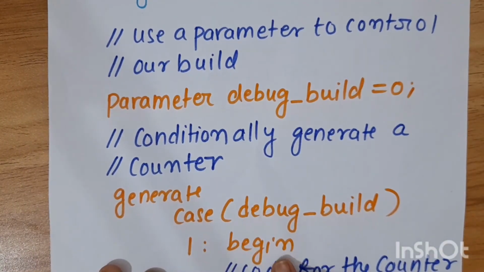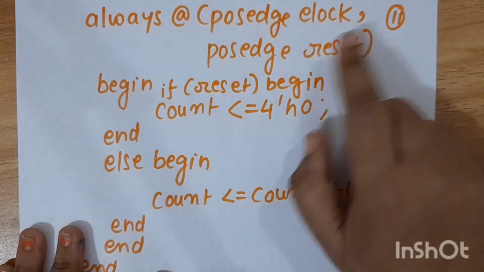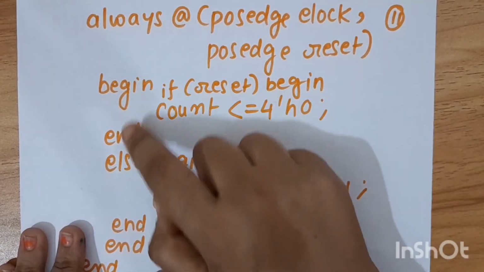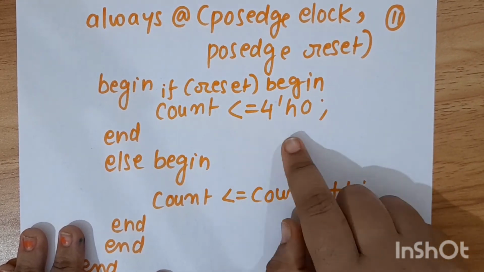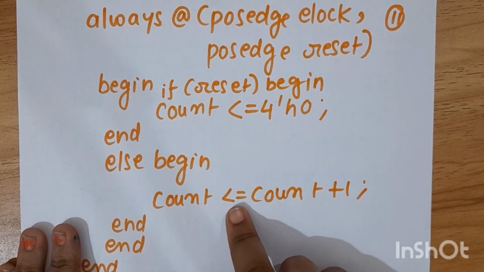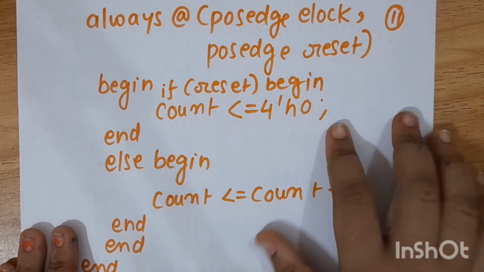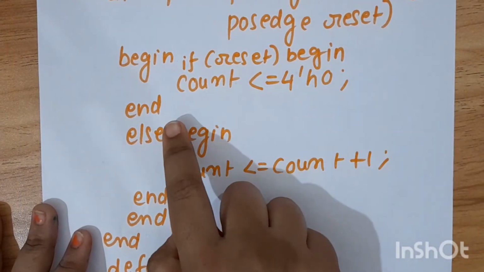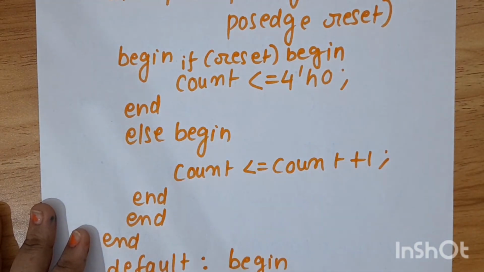Generate case debug_build, if it is 1, begin. For the counter, always @(posedge clock, posedge reset), inside the begin, if reset begin, count <= 4'h0; else begin count <= count + 1; end. For this begin, this end. For this begin, this end. And for this begin, this end. And this end is for this begin.